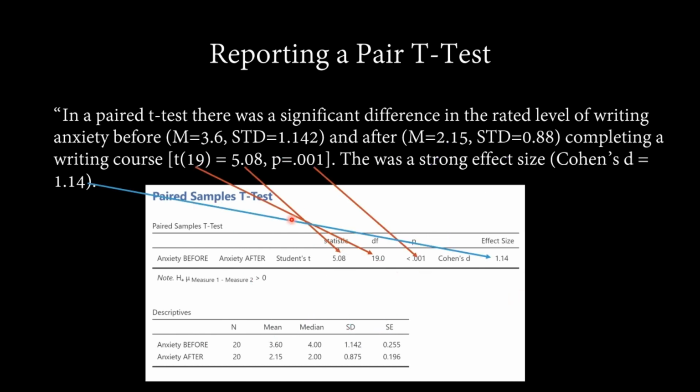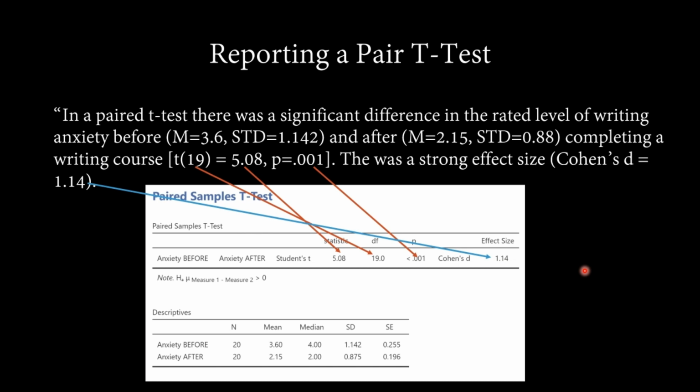Now, where do we find the t-statistic? So this is how we report the t-statistics. This shows us that this is significantly different, of course. So 19 is the degrees of freedom that we have here. A 5.08 is the actual t-statistic, and this is the significance level. And finally, we are reporting the Cohen's d, which is the effect size, and that you can find over here.